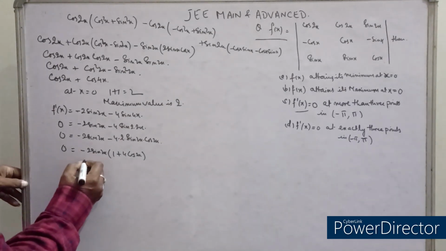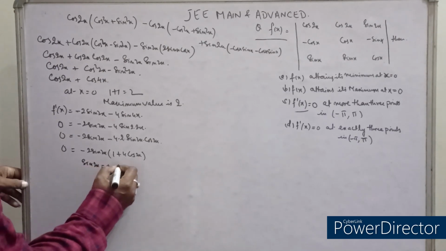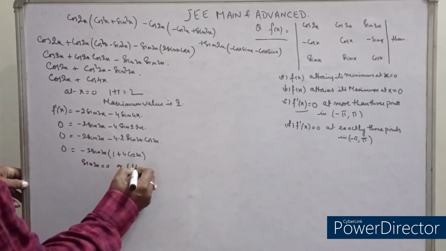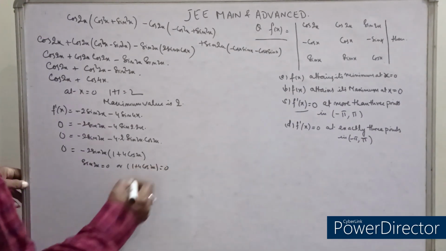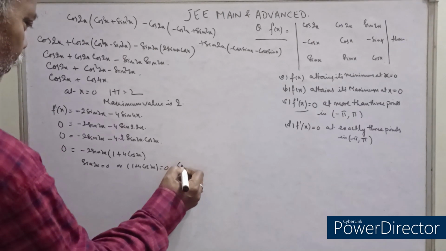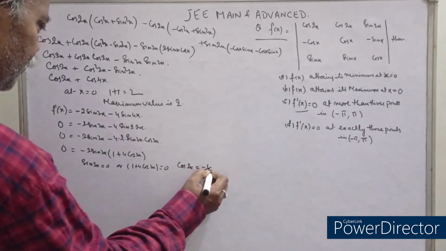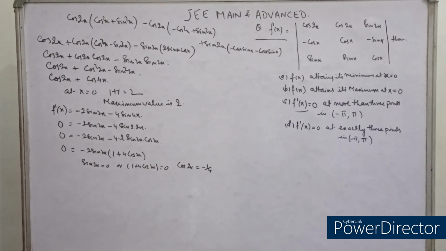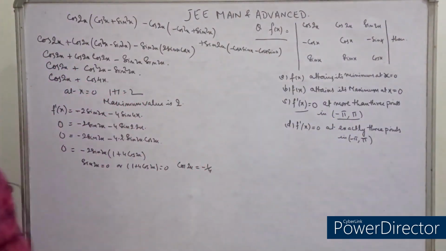So we get either sin 2x is equal to 0 or 1 plus 4 cos 2x is equal to 0. So this comes out to be cos 2x is equal to minus 1 by 4. This is the result we have got. Now my interval is given, that is minus pi to pi.